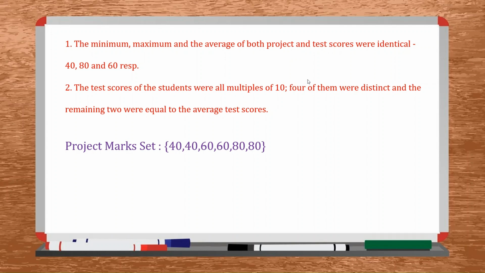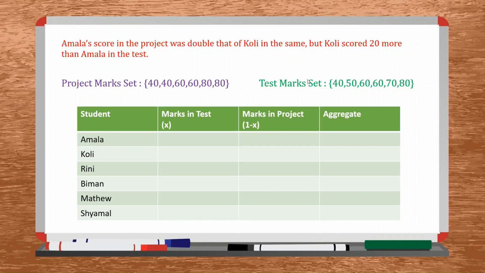Now all the test scores are multiples of 10, and four of them are distinct here. So two of them we already have, 40 and 80. The only two multiples of 10 which are between 40 and 80 and are distinct are 50 and 70. So the test mark set is also clear at this point of time, which is 40, 50, 60, 60, 70, and 80. Now, let's move on to the next piece of information, which is the individual marks of students in test and project scores. So, this is the information that we have, and we have the project marks set also defined at this point.